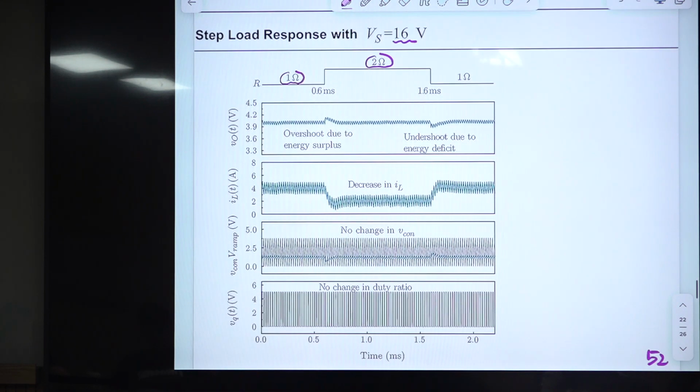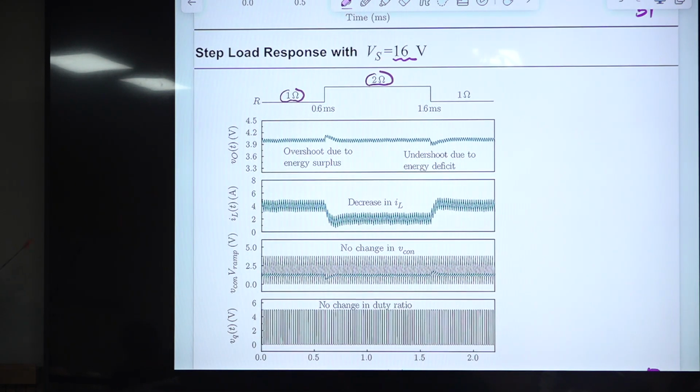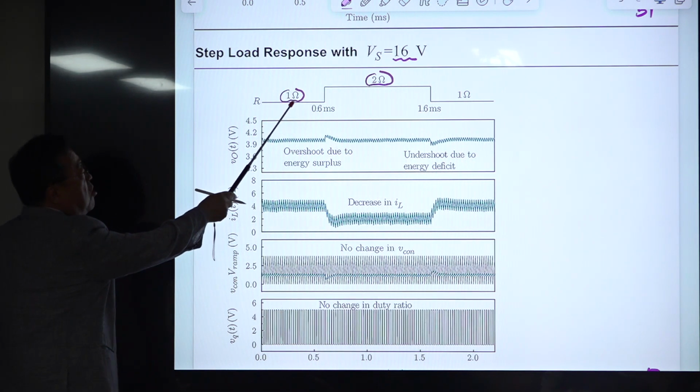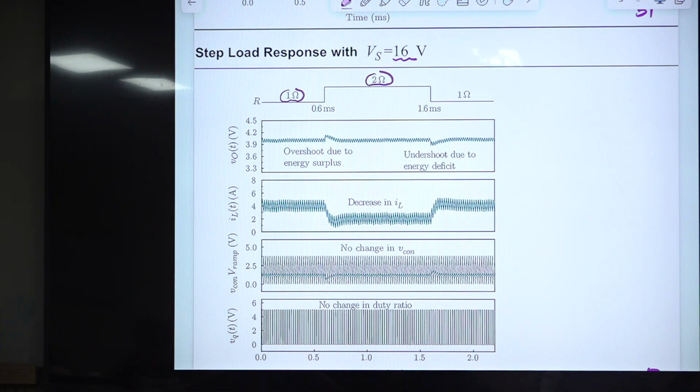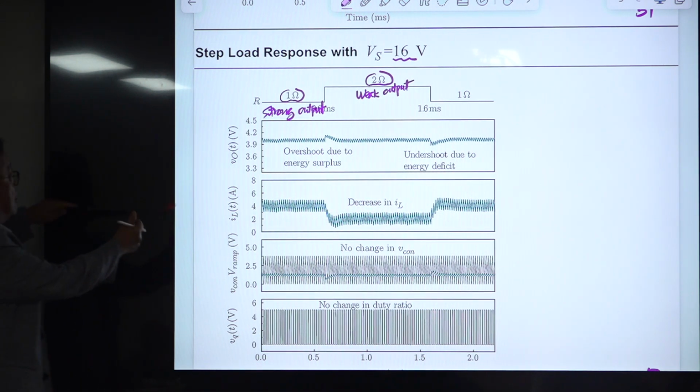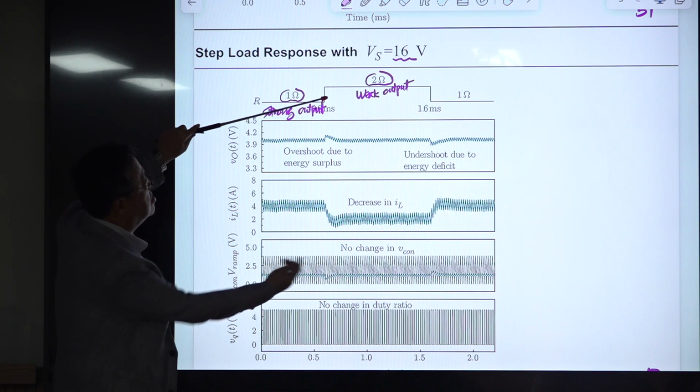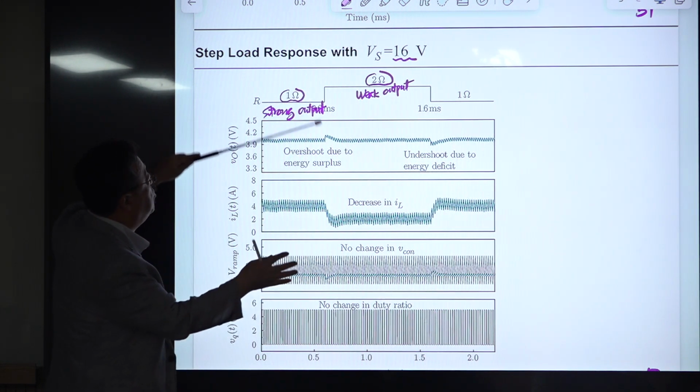And let me move this. Okay, this is 1 ohm. This is 2 ohm. So this is a stronger output, right? Small resistance means the larger water is coming out. Strong output. And larger resistance means weak output flow, right?